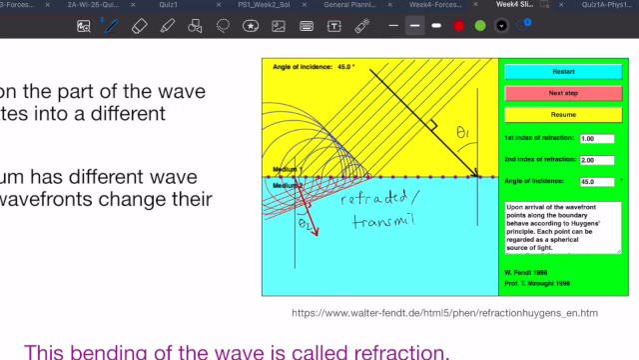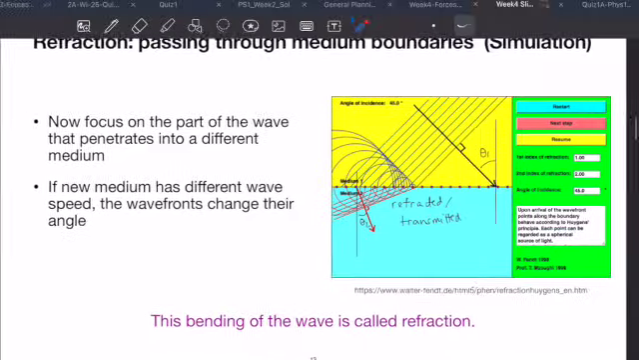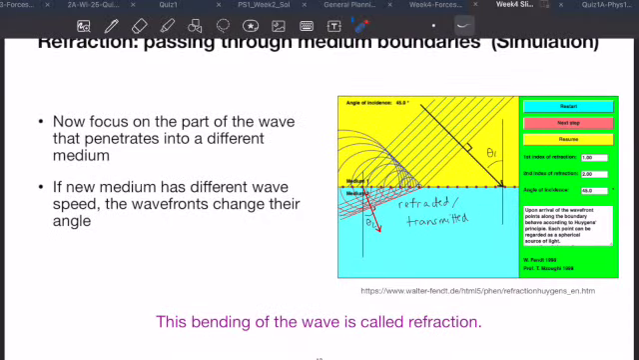So pretty much whatever gets through, that's transmitted. But the fact that what is transmitted is bent at a different angle than the incident, that's the whole idea of refraction. That's what we call refraction. And that's why I'm calling it the refracted wave. So what's happening to the angle of propagation? This angle of propagation with respect to the incident is bigger. And this angle of propagation with respect to the incident is smaller.